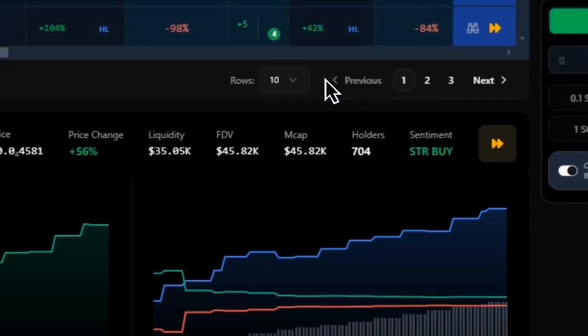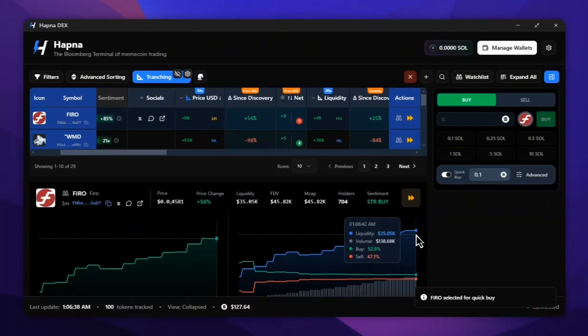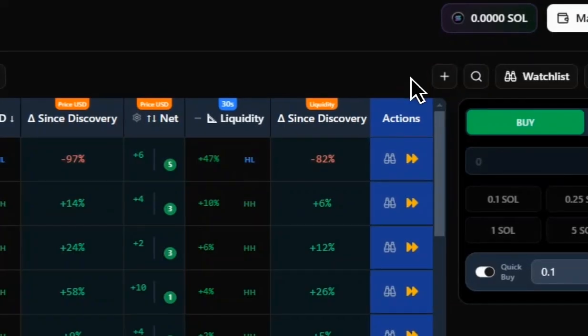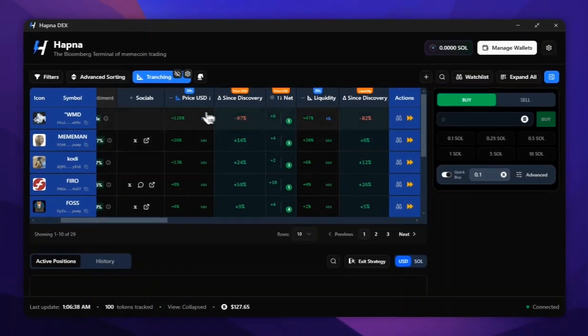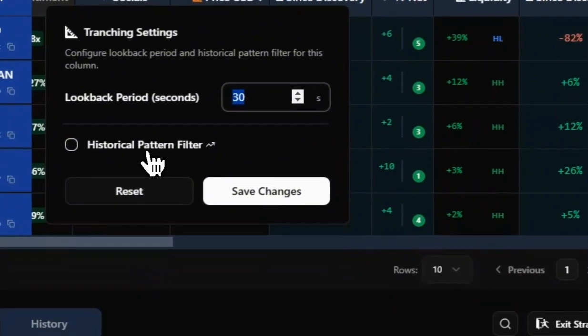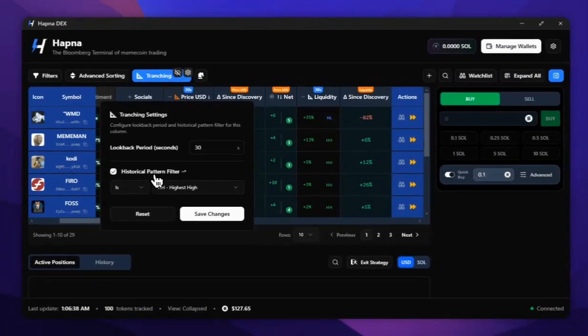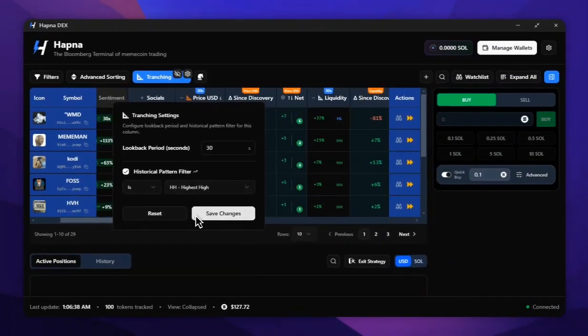But if we click on the highest high, you will see that its liquidity is actually on its highest value in comparison to the history. And you get to filter those patterns. If I come here and toggle on the historical pattern filter, I can choose. I only want to see the highest high, which makes sense.